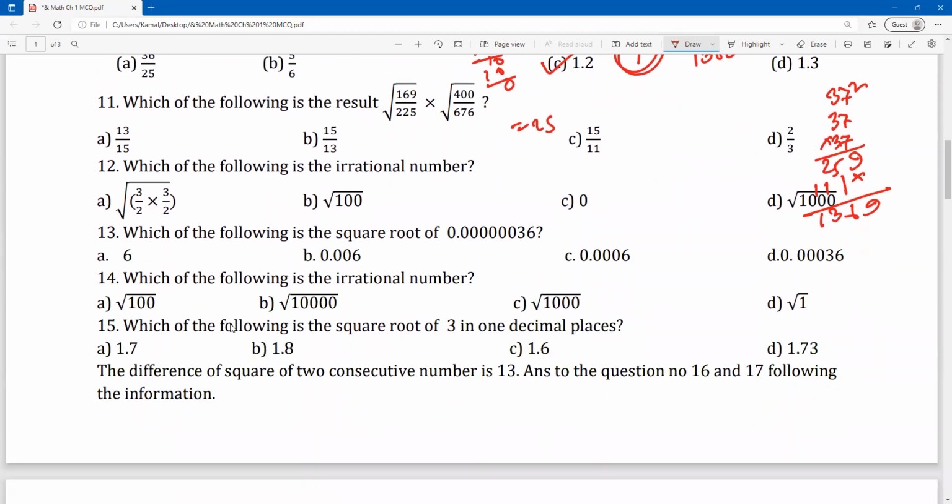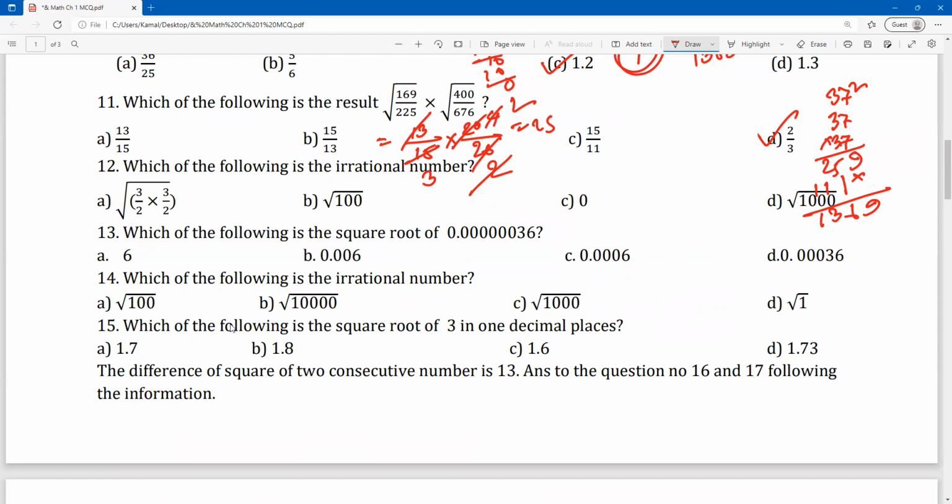Now, next question, which of the following is the result of this one? First step, if we find the square root of 169, there is 13. And the square root of 225 is 15. Now here, the square root of 400 is 20, and the square root of 676, after doing the calculation, is 26. So now this is divided by 5, 4 times, this is 3 times, this is 2, and here we can divide this. So 2 by 3, is there any option 2 by 3? Yes, that is the answer.